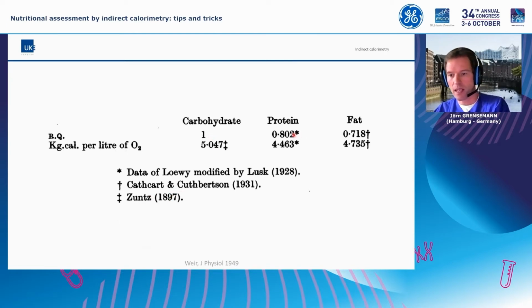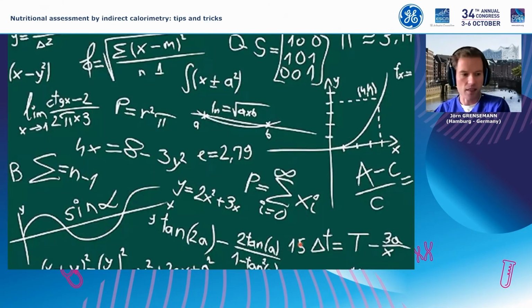The foundation was laid at the beginning of the 1900s, or even before 1900, when respiratory quotients were measured in direct calorimeters for the metabolism of carbohydrates, protein, and fat, and it was estimated how many kilocalories per liter of consumed oxygen were released.